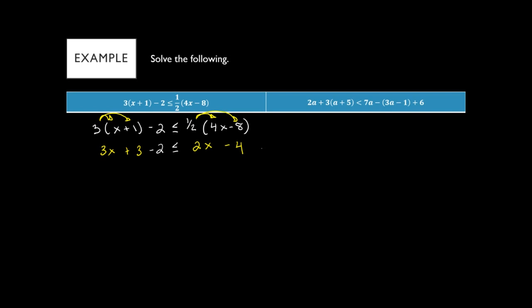And on the left, I have like terms, so I can simplify. I get 3 minus 2, which is 1. So I have 3x plus 1 is less than or equal to 2x minus 4. So now I need to put my x on the left. So I'm going to subtract 2x.